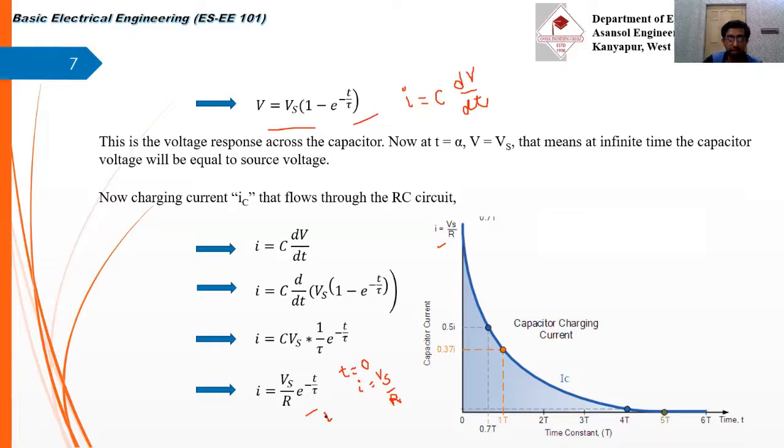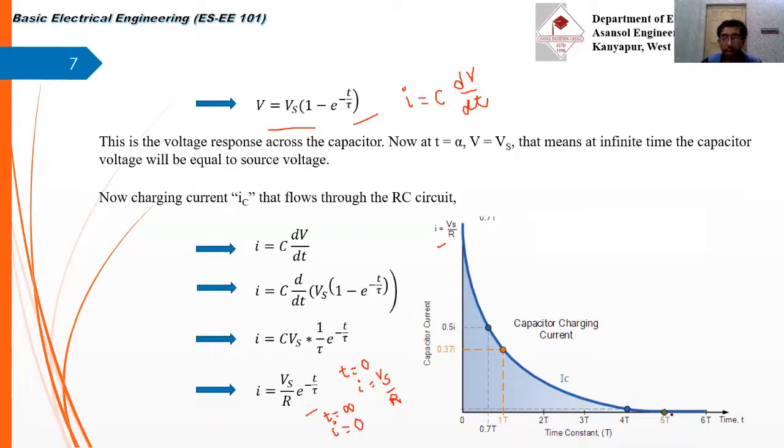And if you put t equals infinity, here e to the power minus infinity means 1 divided by e to the power infinity, so the total value is 0. 0 times Vs by R will also be 0. So the I value at infinite time will be 0. In this curve you can also see that as time t tends to infinity, when a long time has passed, the current flowing in the circuit is totally 0.